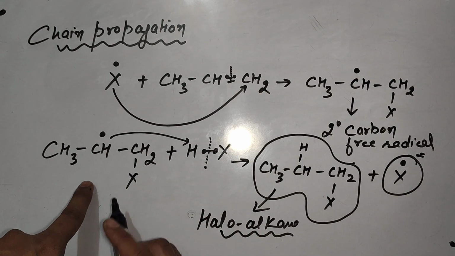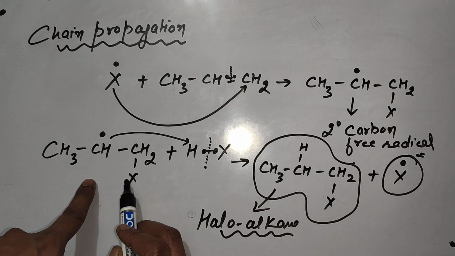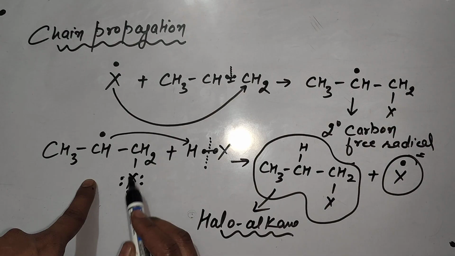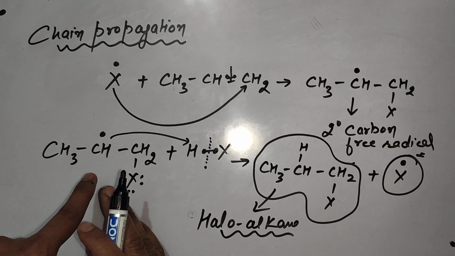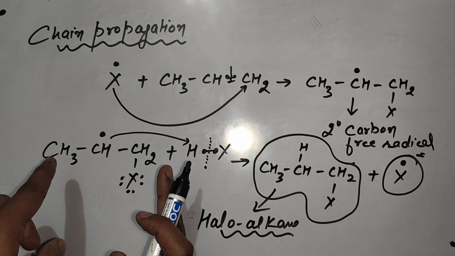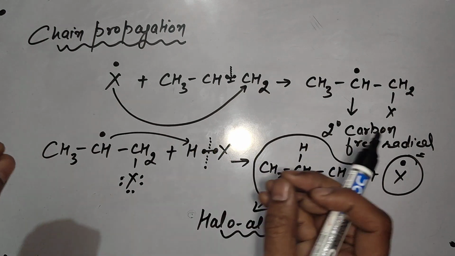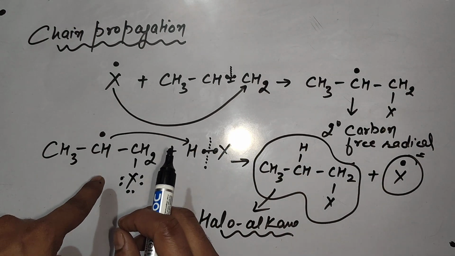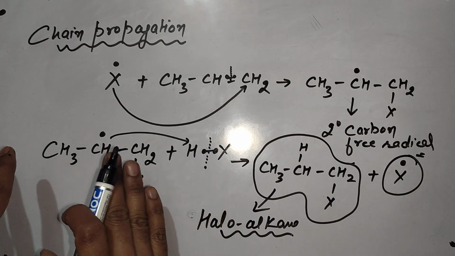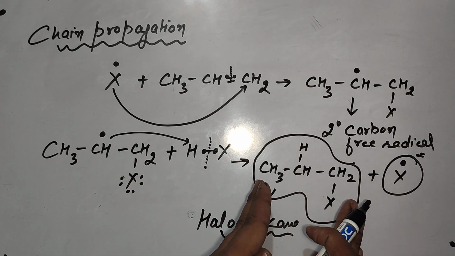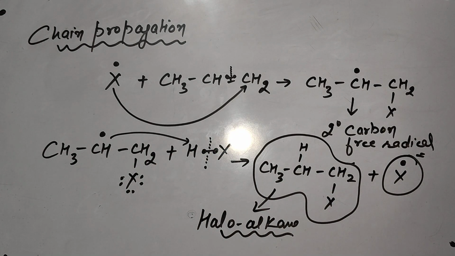X can also join here, but what will be the problem? If you join X here, the two X atoms will be very close, and we know X has lone pairs. Lone pairs will have a repulsion problem and repel each other. That's why such products are highly unstable. Out of 100 particles, a few make that product, but the major ones make these products. And at last, we will have a chain termination step.